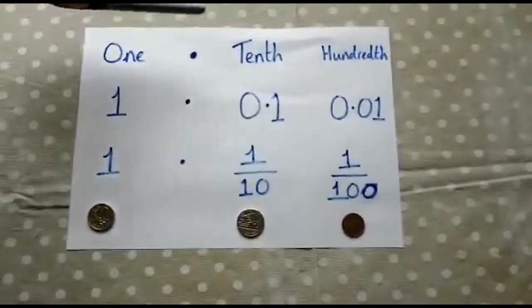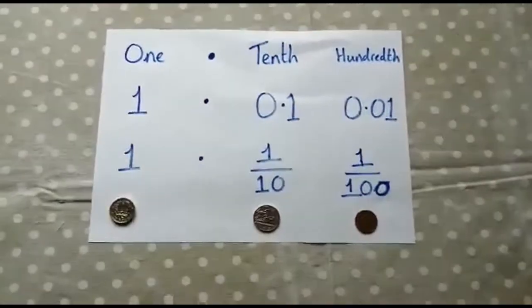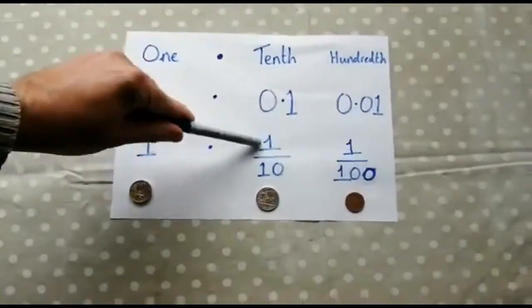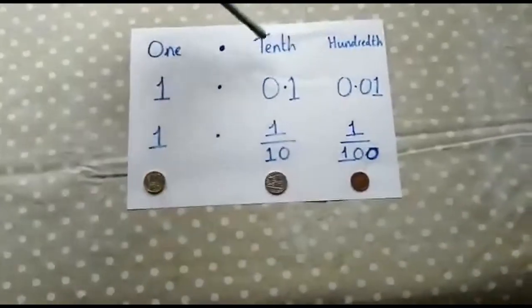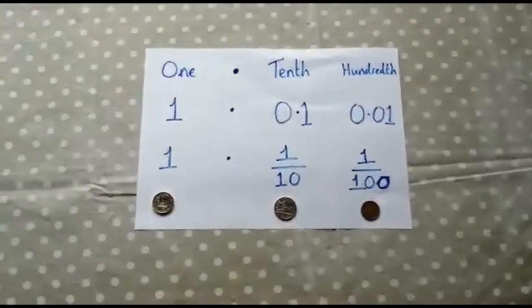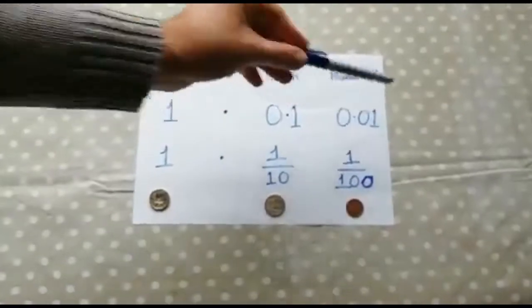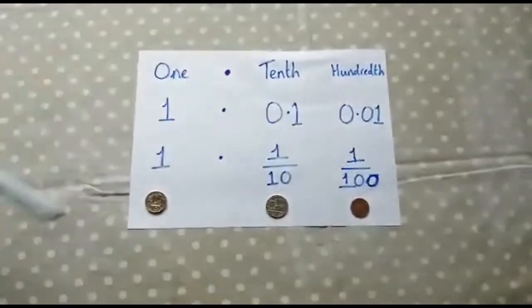After the decimal point, the first column is the tenths column. So this is 1/10, 1 out of 10 equal parts, 0.1, and then after that the next column is the hundredths column, which is 0.01 and 1 over 100.